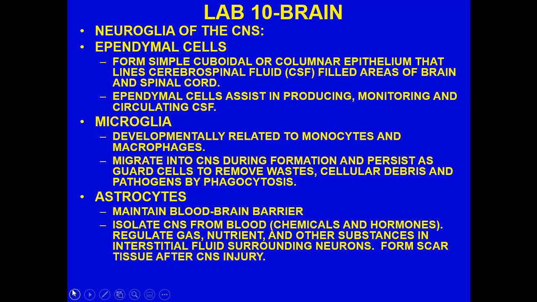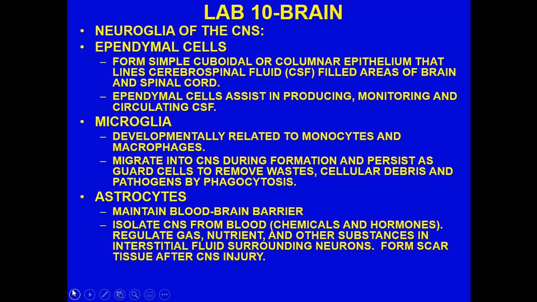Microglia, these are developmentally related to the monocytes and the macrophages. Now, monocytes and macrophages, if it sounds familiar, these are cells that go out there and attempt to clean up after dead cells, such as an infection, or actually kill infective cells or infective pathogens that are present. So what microglia do is they will migrate into a CNS area during formation and persist as guard cells to remove waste, cellular debris, and pathogens by phagocytosis. All right.